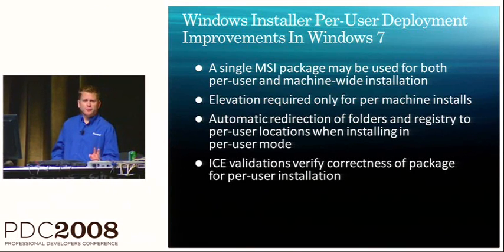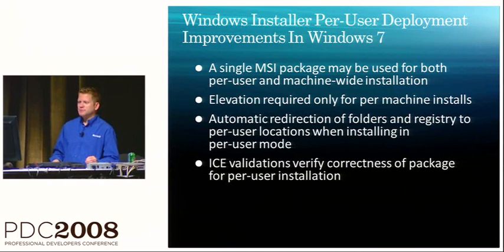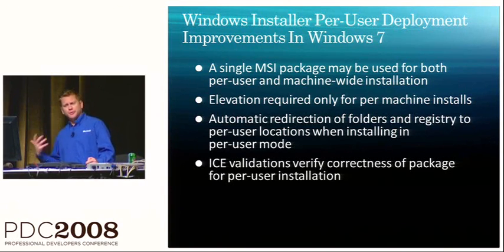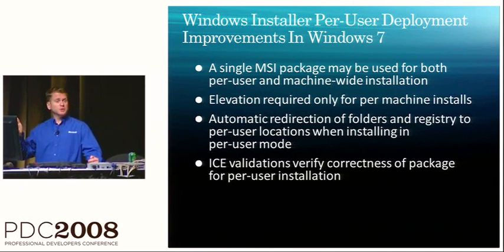Elevation is only required for per machine installs, so only if the user clicks on the Install for Everyone button will they actually get an elevation prompt. Otherwise, they won't get elevation. And similar to how we handle 64-bit packages, we do automatic redirection in the background. So you don't have to author your package in such a way that it installs per user. You just have to mark it and say, my package supports per user, and you have to do the appropriate UI pieces.